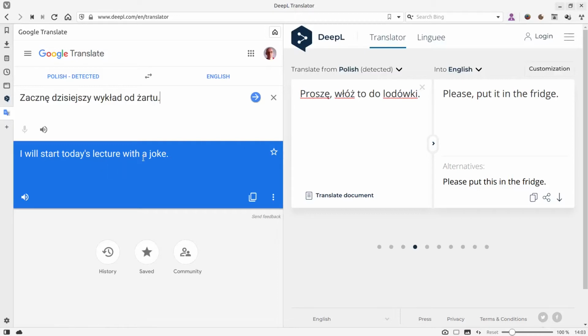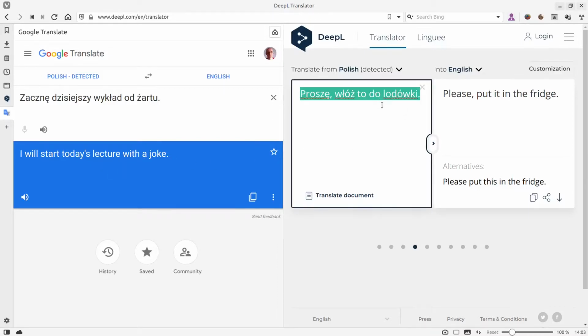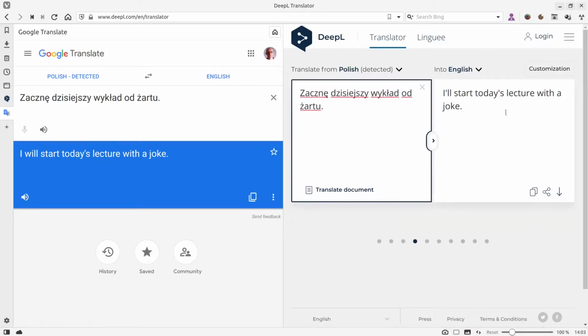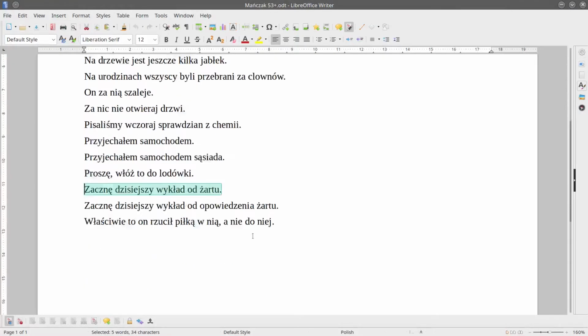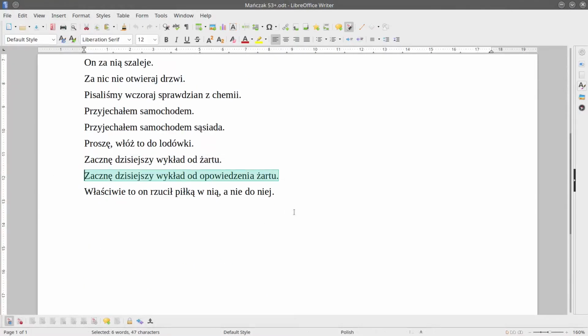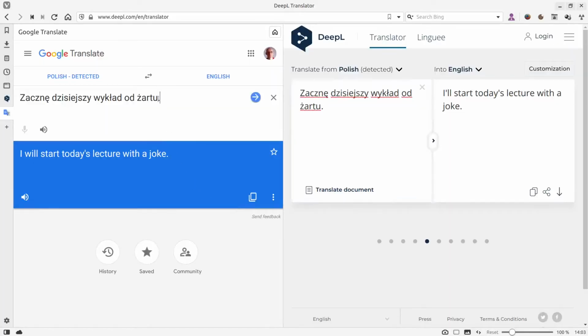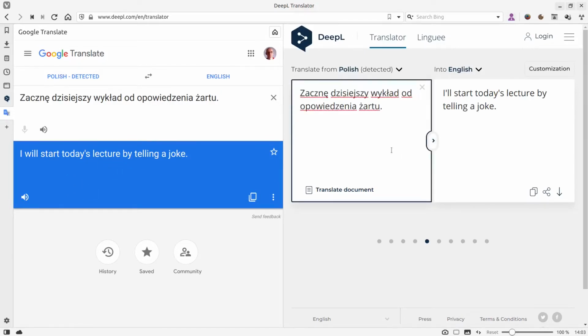I will start today's lecture with a joke. I'll start today's lecture with a joke. DeepL prefers contractions. So now we're modifying this sentence a little bit. I will start today's lecture by telling a joke. By telling a joke. So both translations are okay.